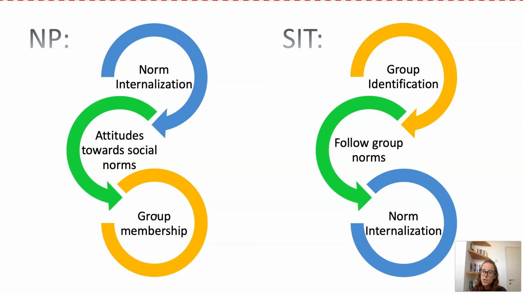Processes of norm internalization do occur in social identity theory, but only after people define themselves as members of a distinct social category and learn and develop the category or group's appropriate and expected behaviors. So from putting side by side these two pictures of social identity theory and norm psychology accounts arises the question of what exactly is being internalized. Norm psychology accounts suggest that it is social norms that are being internalized, while social identity theory suggests that it is a social identity or group identity that is being internalized.